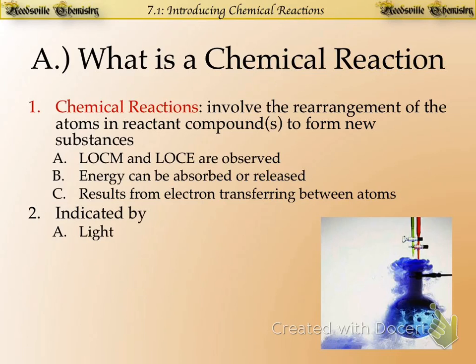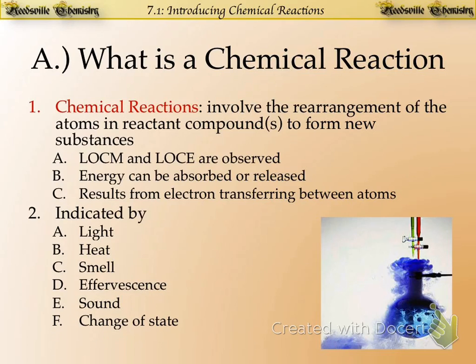Chemical reactions are often indicated by a couple of different observations: the emission of light, heat, smell, effervescence, sound, and change of state can all be indicators of chemical reactions. Now, there are others as well. Color change, as you see to the right, the two solutions, the red and the green solution from the burettes above, are being added to form a bluish-purplish solution. That color change also is an indicator of chemical reaction.